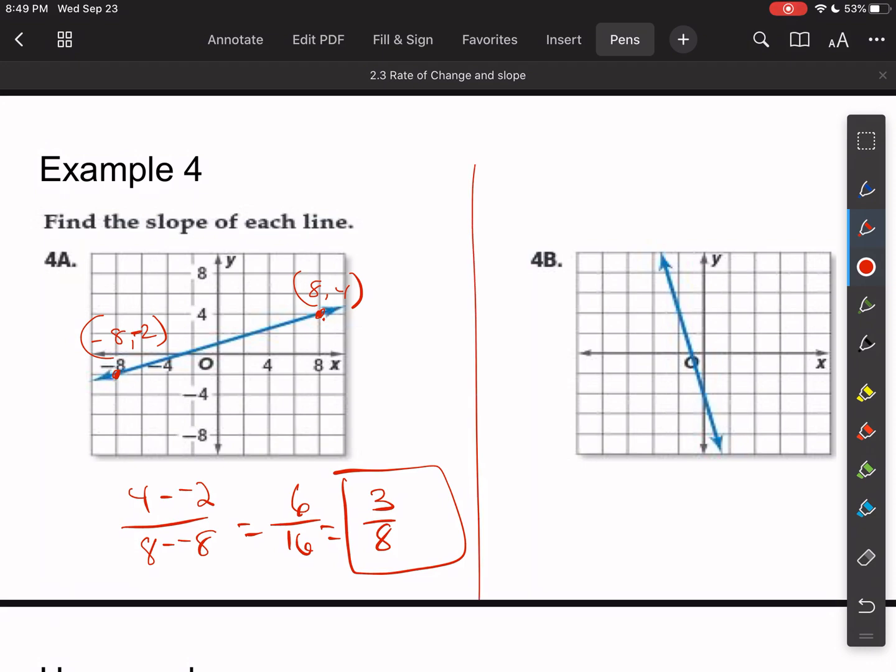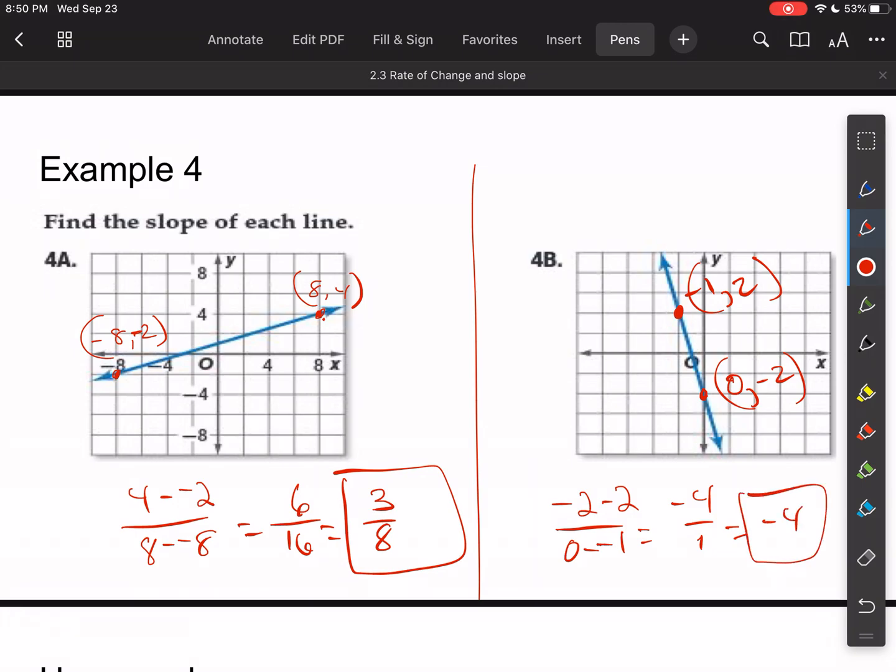So there we go, that's 4a. Let's look at 4b. Looks like this would be a solid point. That would be at negative 1, 2. I'll watch my signs more carefully here. And then this would be a point 0, negative 2. Okay, let's see if that works. If I take the change in y, it would be negative 2 minus 2 over change in x would be 0 minus negative 1, which gives me negative 4 over positive 1, which is negative 4. So the slope for 4b is negative 4.